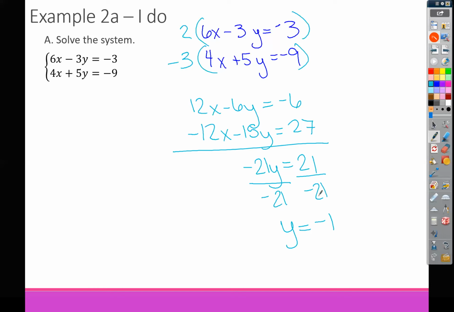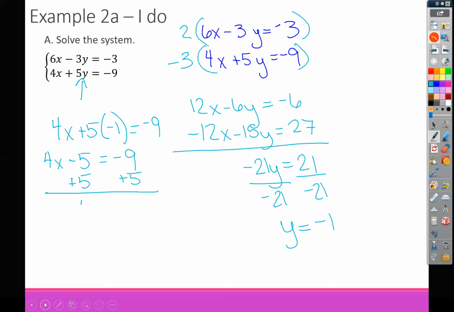Now, once I have that, I'm going to plug it into either one of the equations. I'm going to plug it in here just because I feel like it. So I get 4x plus 5y, which is negative 1, equals negative 9. So I'm going to get 4x minus 5 equals negative 9. Just isolate that x, so add 5 to both sides. 4x equals negative 4. Divide both sides by 4, and you get x equals negative 1, which means the solution to this equation is negative 1, negative 1.